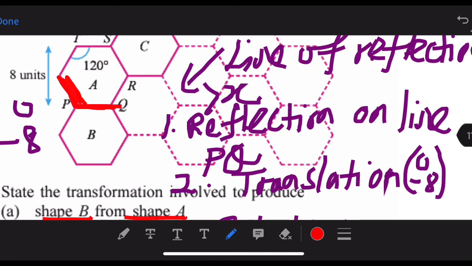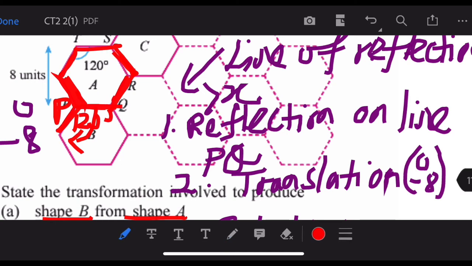Okay, we rotate. We have to choose a point of rotation. Let's say we can choose point P, right? We can choose point P. We rotate this line 120 degrees. This is a regular hexagon, so it will come over here.